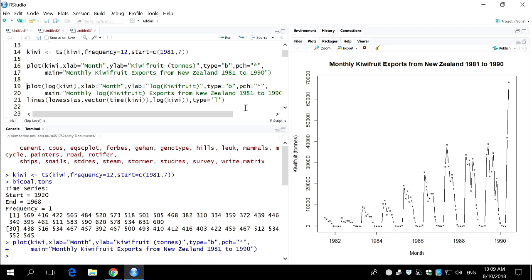The other question you ask yourself is, is it trending? Well, yeah, it seems to be going up. At the moment it looks like it's going up non-linearly, but we're going to transform it, so we'll recheck that. And there is this seasonal component, right?